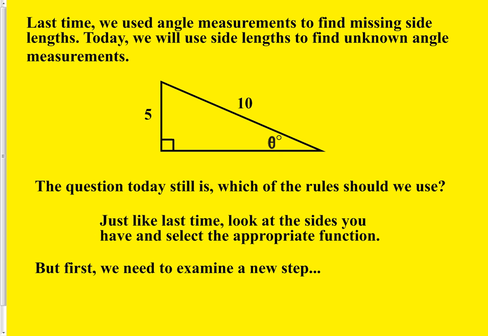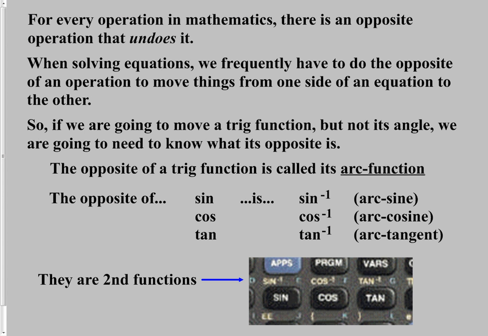The first day, basically what we did is we looked at only cases where it was a side length missing, and the next day we came back and said, what if it's an angle measurement that is missing? Well, there's a new step of math here, because as we already said, the angle measurement, theta, and the trig function belong to each other. Together, they are a single value. So the question is, how do you separate the trig function from the angle measurement if they actually belong together?